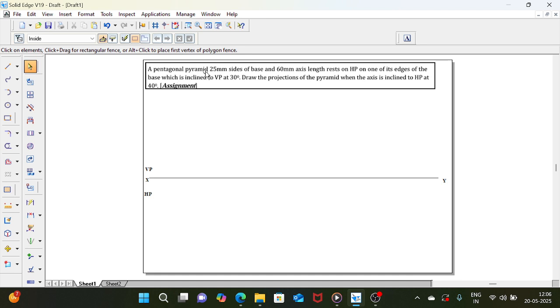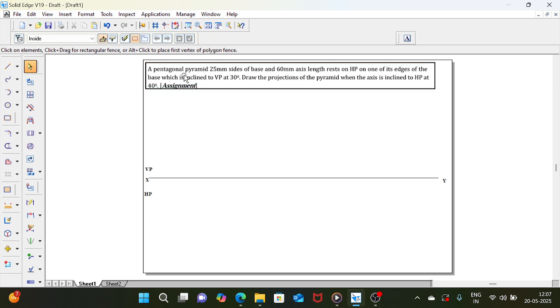A pentagonal pyramid of 25 mm side of base and 60 mm axis length rests on HP on one of its edges of the base, which is inclined to VP at 30 degrees. Draw the projection of the pyramid when the axis is inclined to HP at 40 degrees.